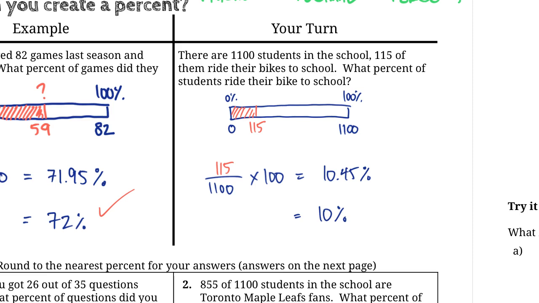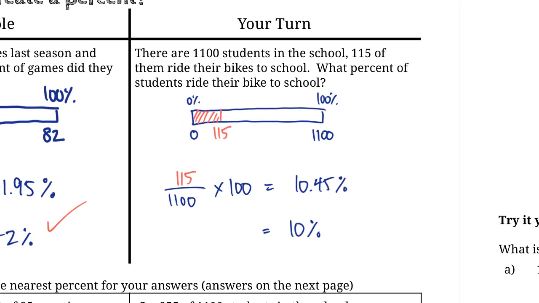So hopefully you tried it yourself, and this is the solution that I got, 10%. Notice how when I showed the bar graph again, the bar graph might be helpful to make sure you get a reasonable answer. It's always a good idea to write it. So when I did it, I saw that 115 isn't very much of the 1,100, right? It's just a little bit. So we would expect the percent to be pretty small.